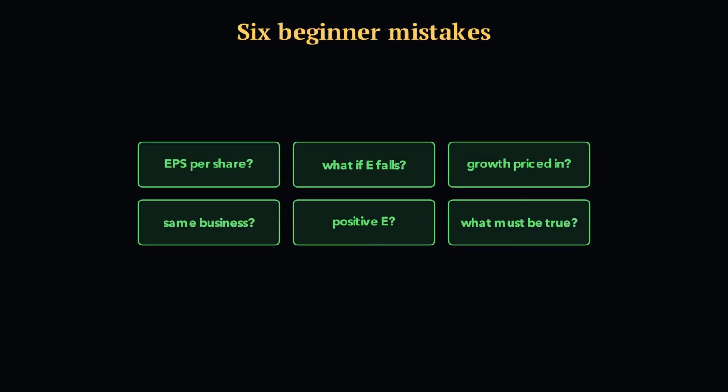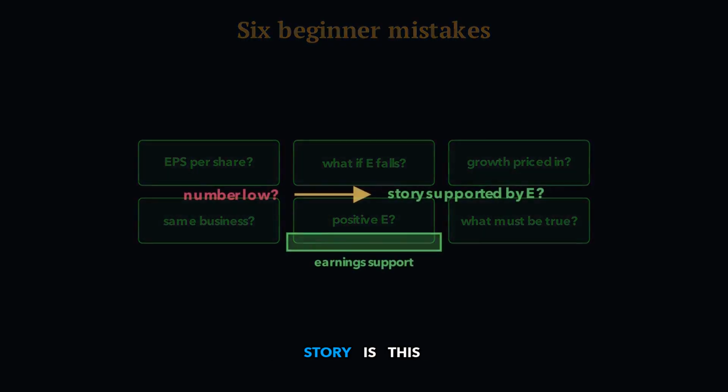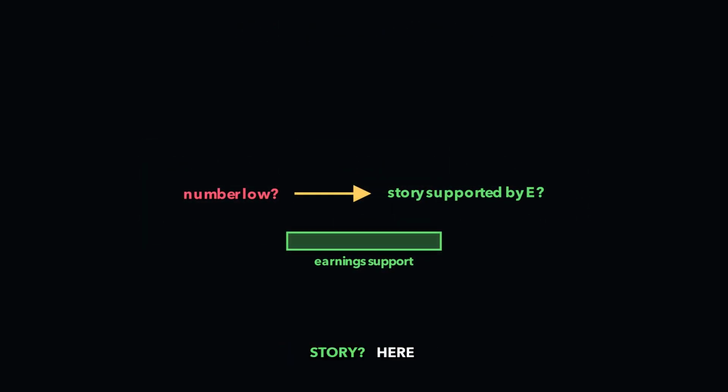Mistake 5, every stock has a useful PE. Better question, does this company even have positive earnings? Mistake 6, PE tells me whether to buy. Better question, what would need to be true for this PE to make sense? Do not ask only, is the number low? Ask, what story is this number telling, and can the earnings support that story?